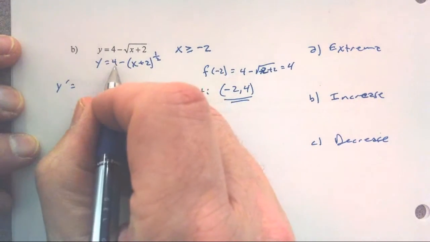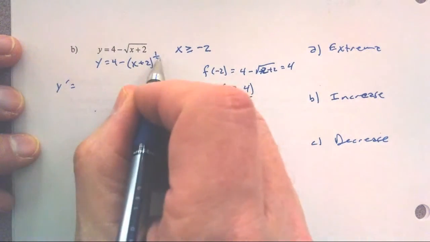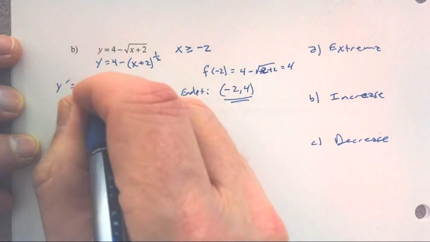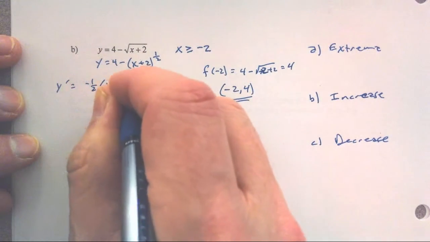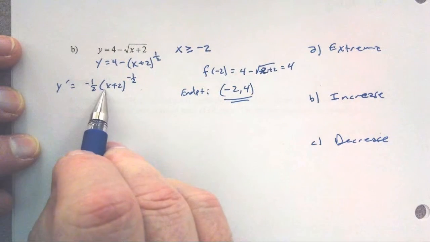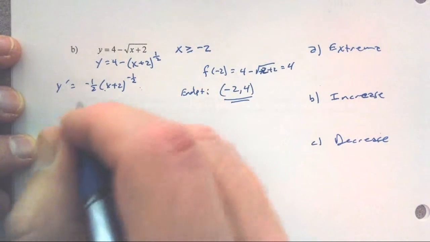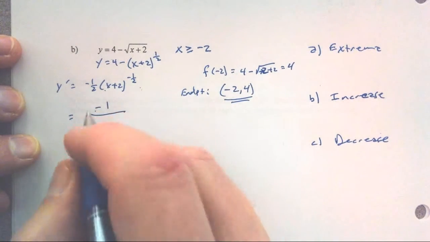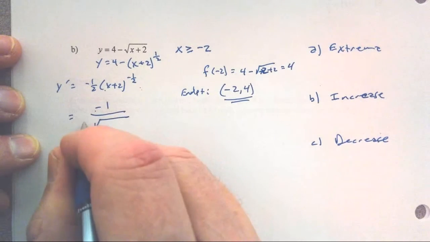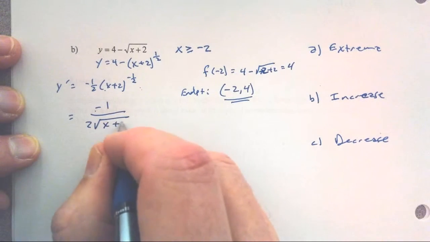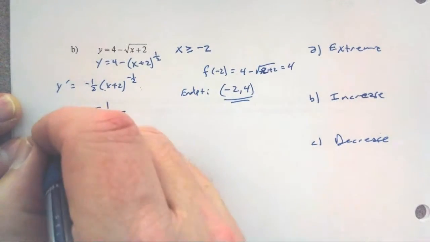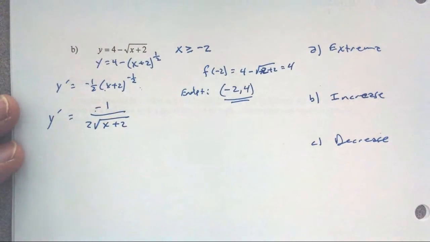y prime: the derivative of 4 is 0. I've got a negative. I bring the 1/2 down, negative 1/2 times (x plus 2) to the negative 1/2 times the inside derivative, but the inside derivative is 1. So my derivative is negative 1 over 2 times the square root of (x plus 2). There's y prime. What do I do with y prime?